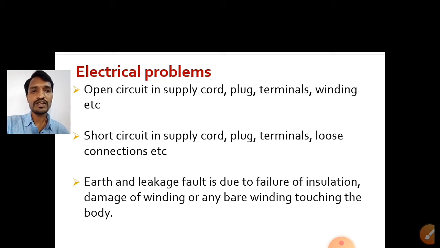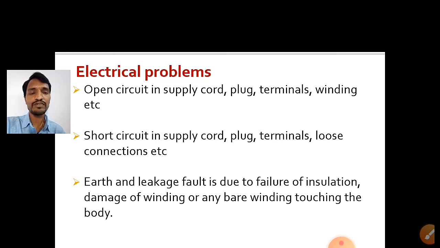Next is short circuit in the power cord. If the cables overlap, one wire on another, this is a short circuit problem, and in that case also we are unable to operate our appliances. Next, if the plug is under short circuit, we are unable to operate our appliances. The same with terminals: if we get a loose connection, if the connection is not tightened properly, we are unable to operate our appliances.